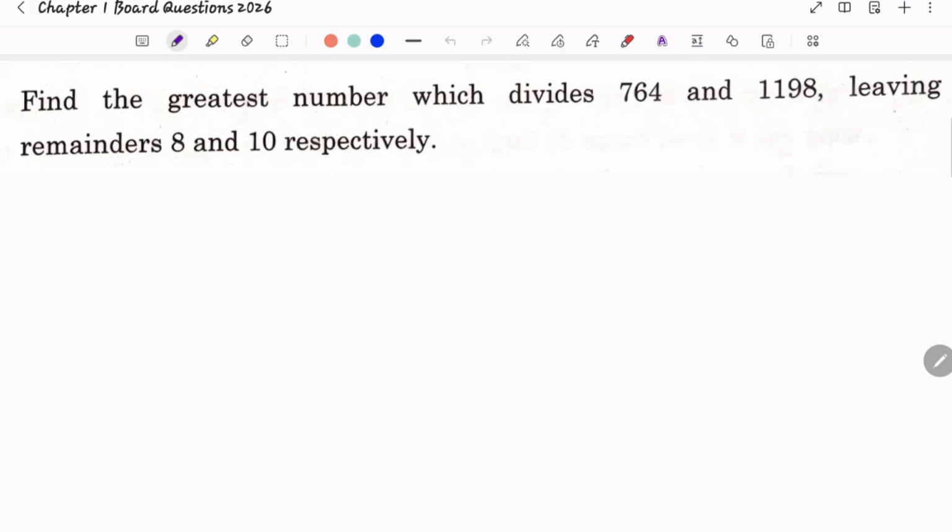So the next problem is: find the greatest number which divides 764 and 1198, which leaves the remainder as 8 and 10. So we have to find out one number. That number divides 764, it leaves the remainder 8. The same number divides 1198, leaves the remainder 10. So we are going to find out one number that divides these two.